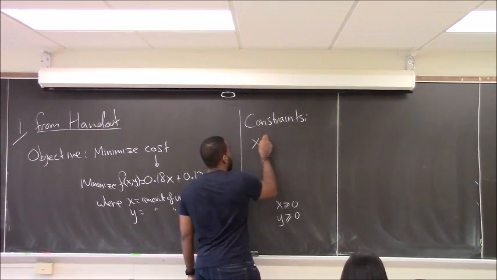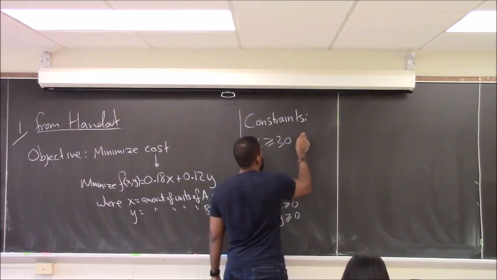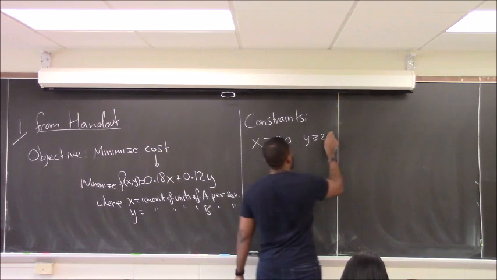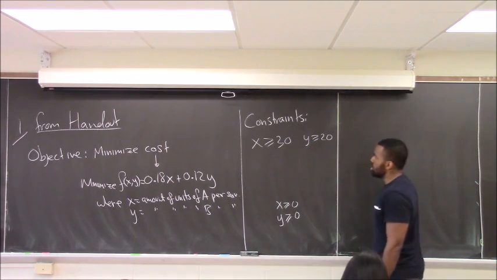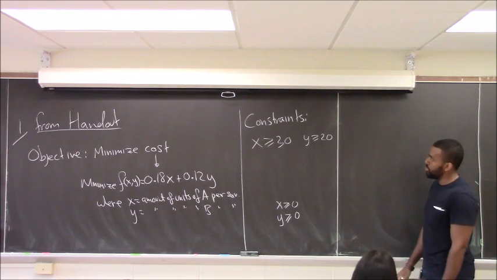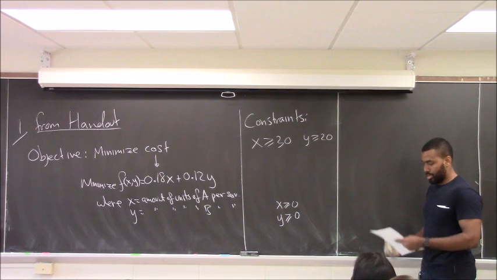X is greater than 30 and Y is greater than 20? No, because that means you can have 50 units.